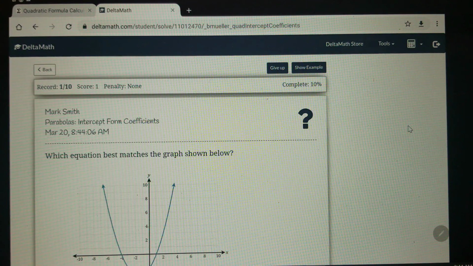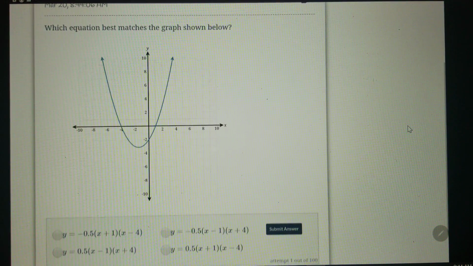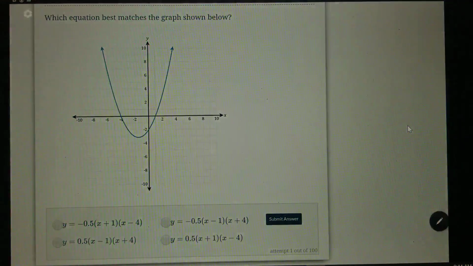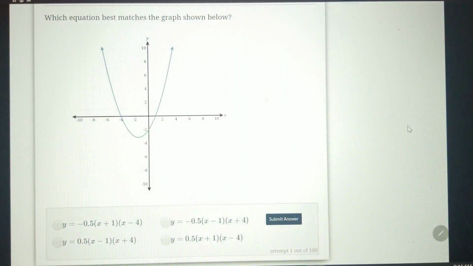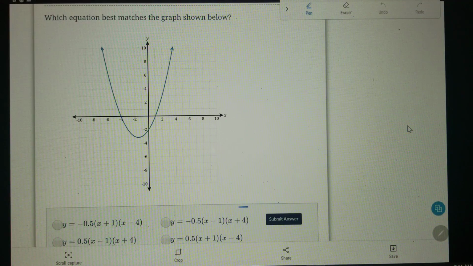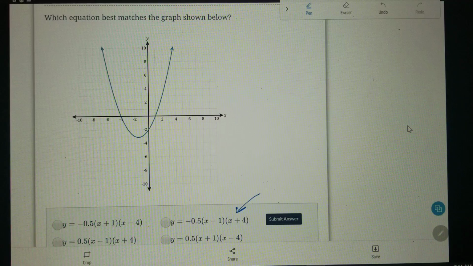So you'll get problems that look like this. This says what equation best matches the graph below. I'm going to write on the screen here and see if we can solve this problem. Notice that at the bottom, all of the answers are in factored form. Our general factored form looks like this.